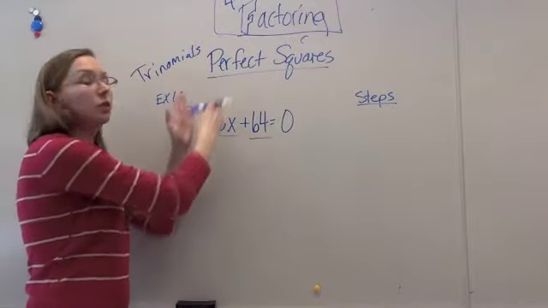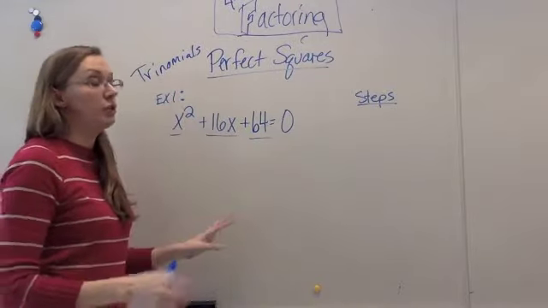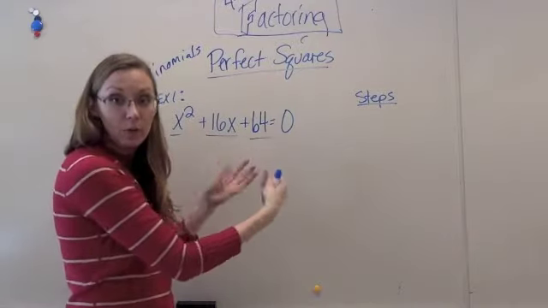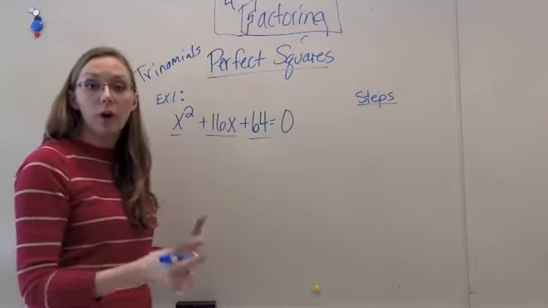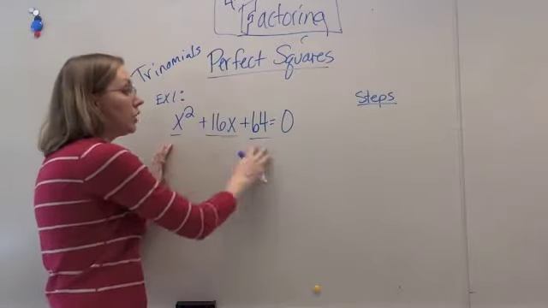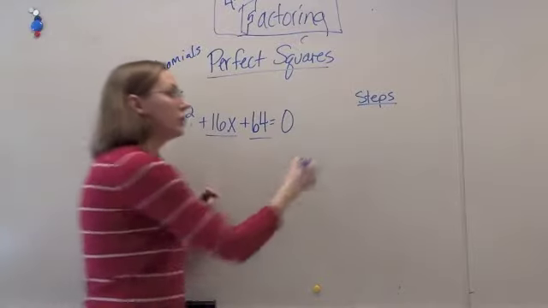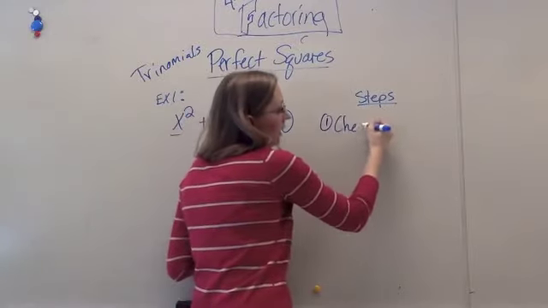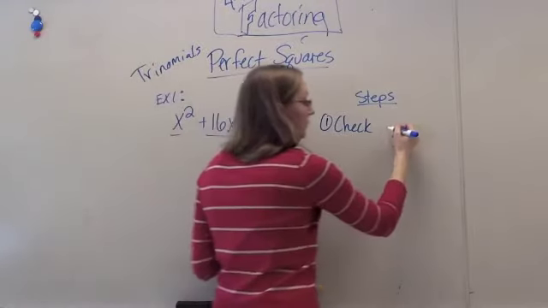Now, this will not always be able to be used. Just like the last strategy we did, you have to have our binomial with the x squared and the x. Here, perfect squares will only work if your actual quadratic is going to be a perfect square. So first things first, you're going to want to check if your actual equation is a perfect square.